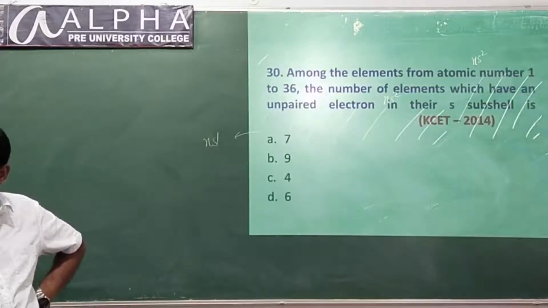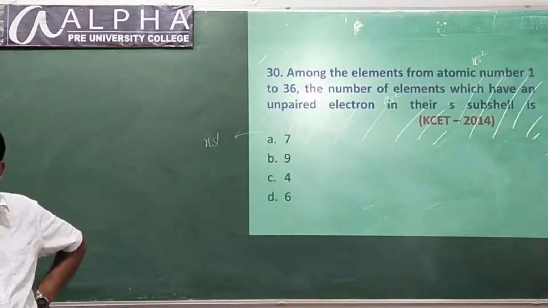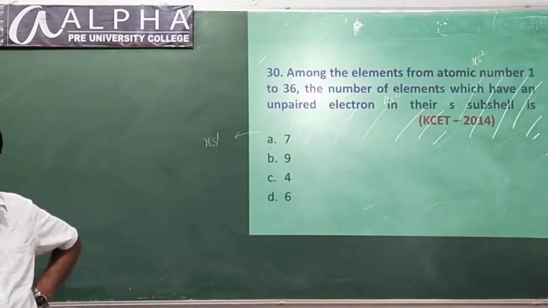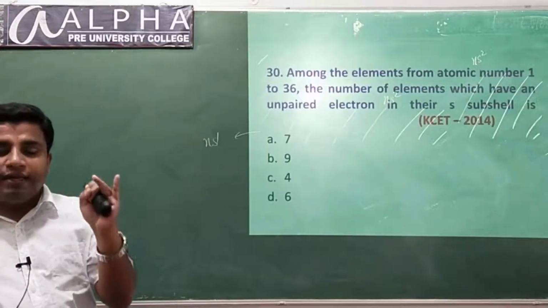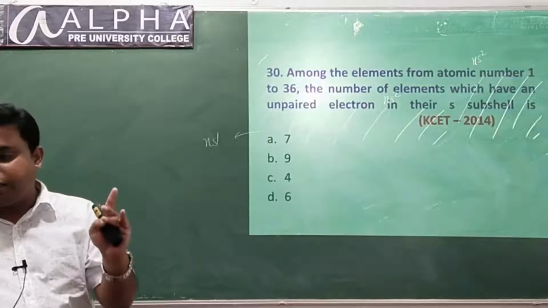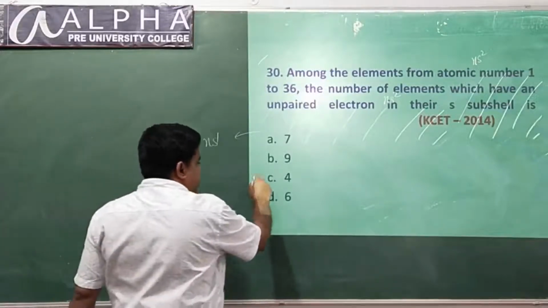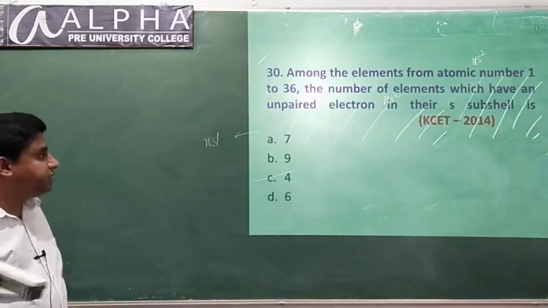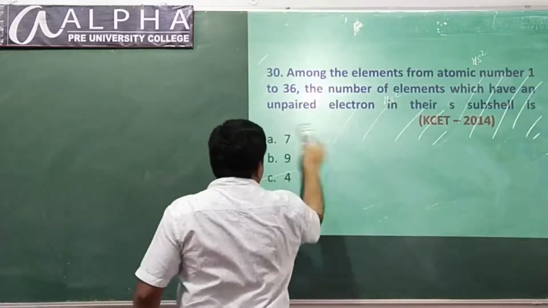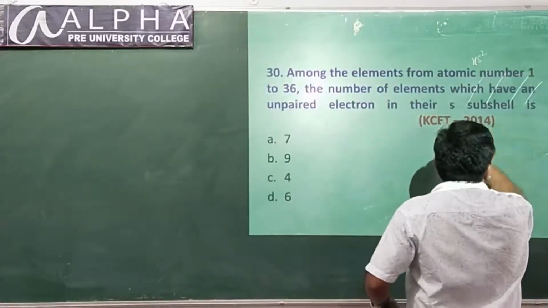Among the elements from atomic number 1 to 36, the number of elements which have unpaired electron in the s subshell is only 4. Is it correct? Which are those? Hydrogen, lithium, sodium, potassium. So how many elements altogether? 4 elements. It is option C. Yes, excellent, that's correct.